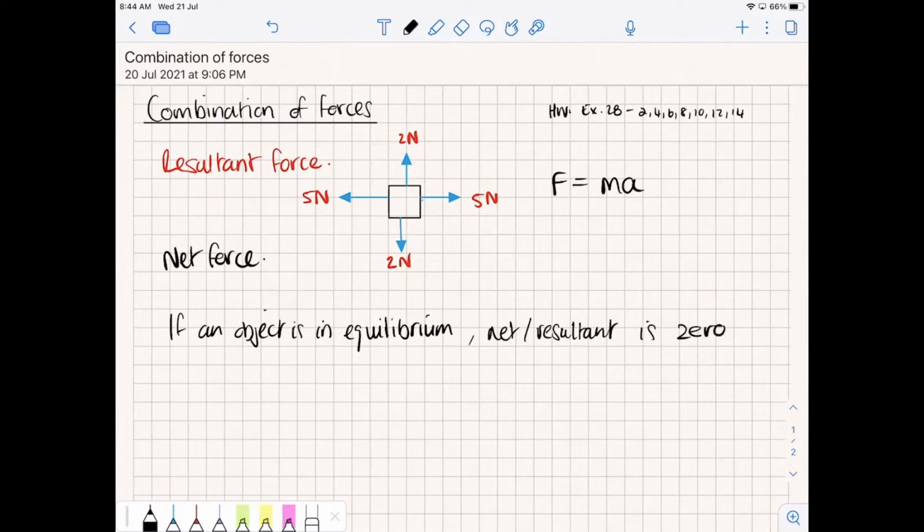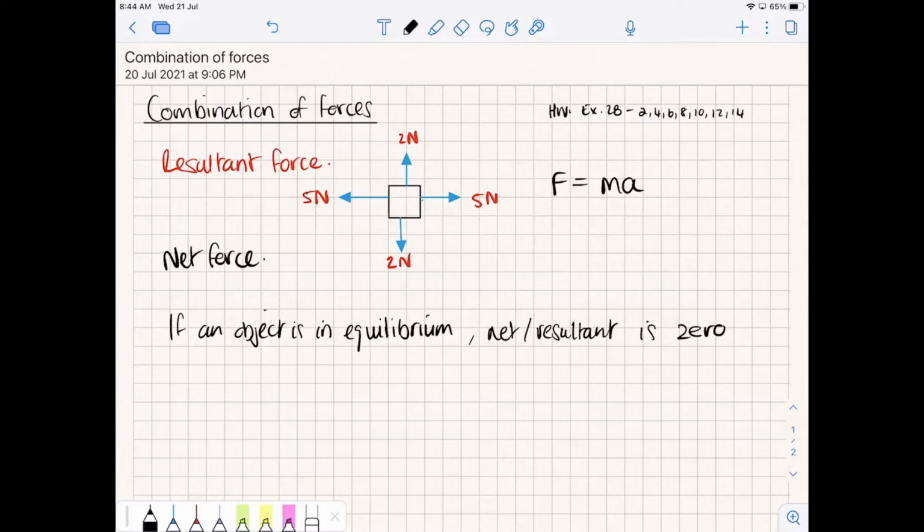So if you are sitting in your chair right now, you are stationary, you are not moving. Your net resultant force is 0. Gravity is pulling you down, but the contact force of the chair on your bum is pushing you up, and that's why you're not moving. If you throw an object in a vacuum at a constant velocity, if no other force affects the object, it will also remain at constant velocity.